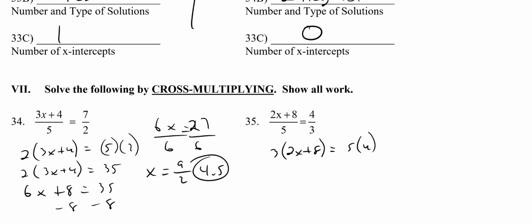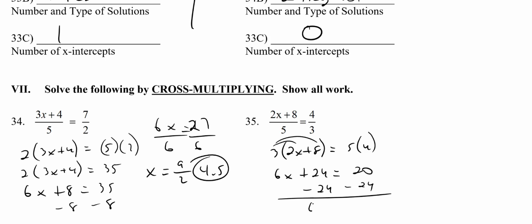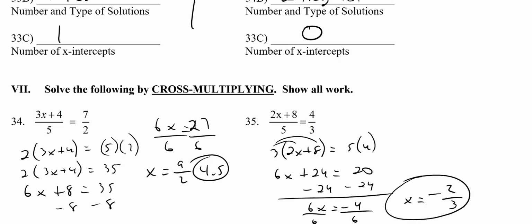Okay? So you wind up getting, if I distribute the 3, this is the way I want to do it. So 6x plus 24 equals 20. There we go. Okay? Subtract 24 from both sides. So 6x equals negative 4 and divide by 6. So x equals negative 2/3. Or, I don't care, negative 0.67 is okay too.